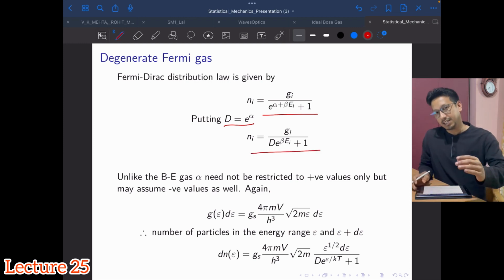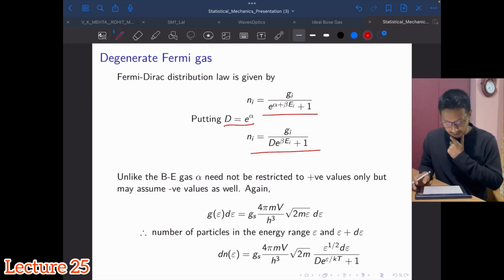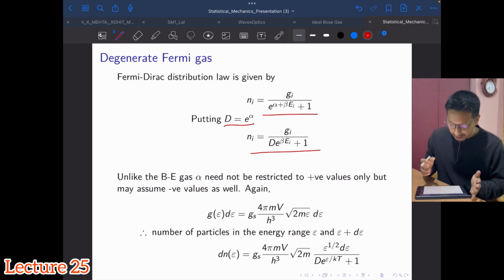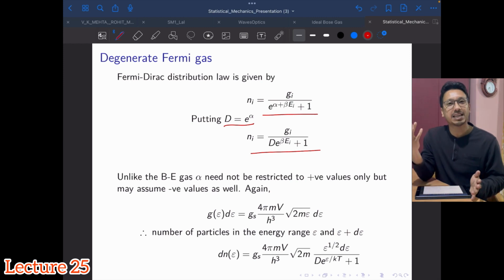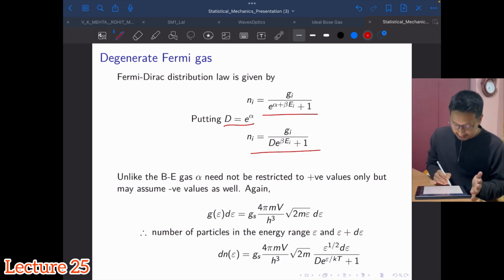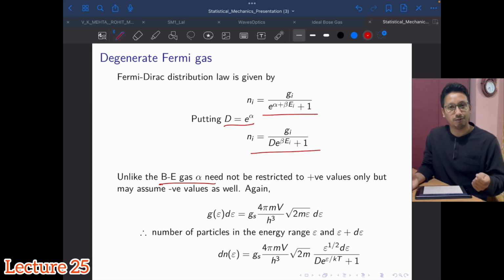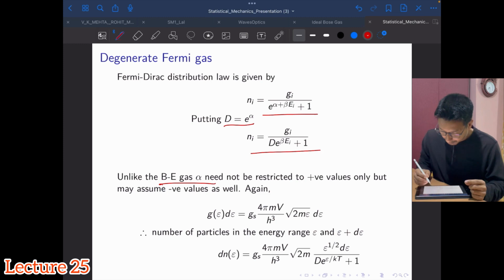Another thing which I have very briefly talked about is this alpha. While discussing Bose-Einstein statistics, alpha had a restriction: it cannot take negative values. But unlike in the Bose-Einstein gas, alpha can take positive as well as negative values for a Fermi gas, or a cluster of fermions. Why? Just quickly have a look at that.